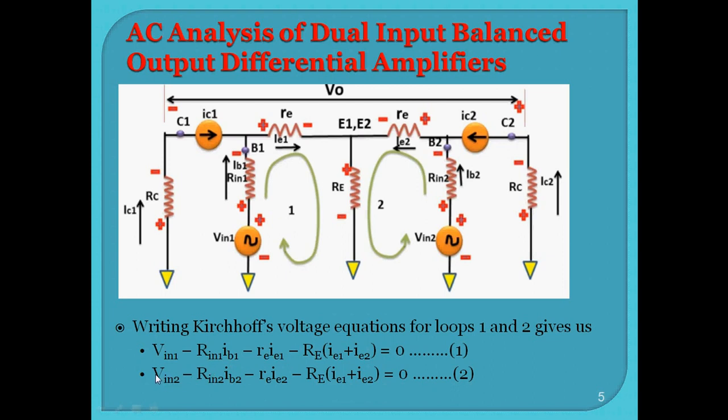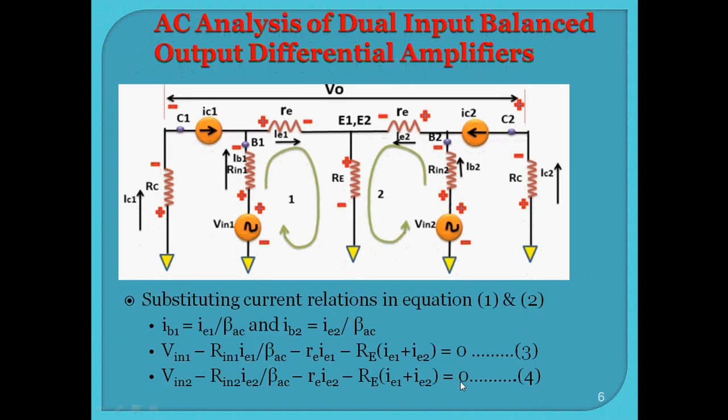Similarly, for the second loop, when we write Kirchhoff's voltage equation, it is Vin2 minus the voltage drop across this Rin2 into IB2, minus re into IE2, minus RE into (IE1 plus IE2) is equal to 0. So we got the two equations here. Now we know the current relations.